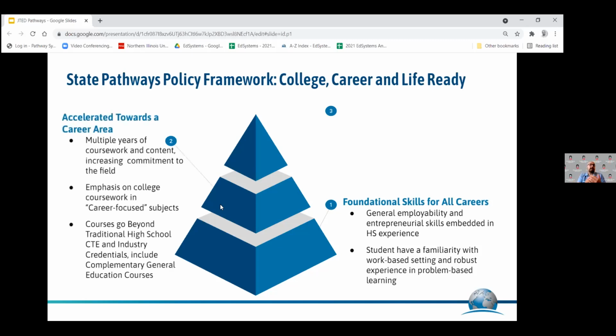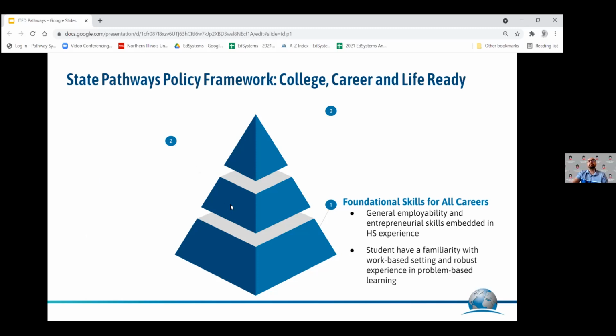Now, in a pathways framework, that person is also going to be accelerated in a particular industry area, right? So that they have multiple experiences, multiple years of coursework, or multiple months of training in a certain industry sector. And then there's an even emphasis on getting them ready, or even some experience at high school and college, of certain college coursework in a certain industry sector. And this goes beyond just CTE programs, right?